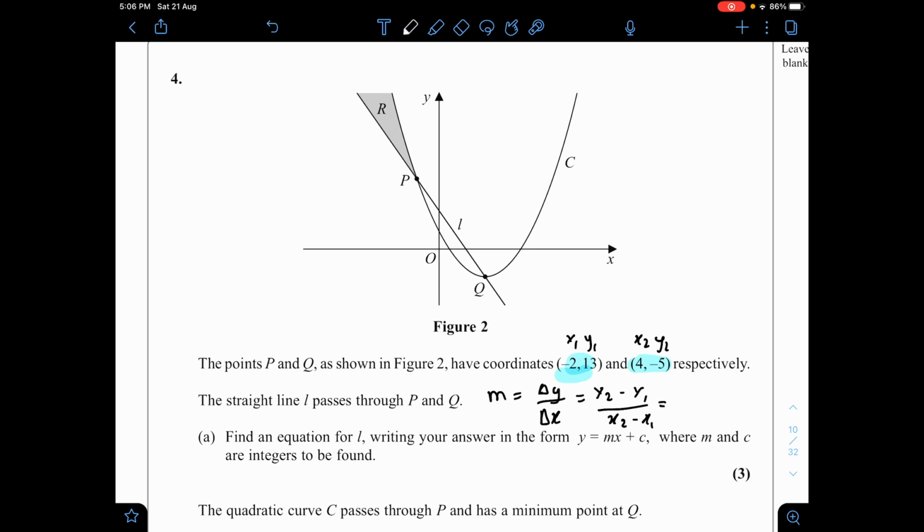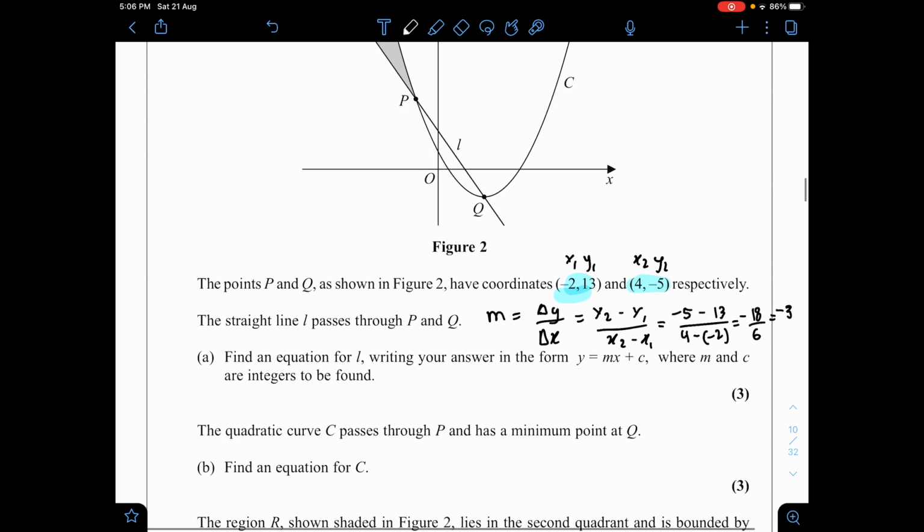So that will be minus 5 minus 13 over 4 minus minus 2. That'll be minus 18 over 6. So that'll be minus 3.